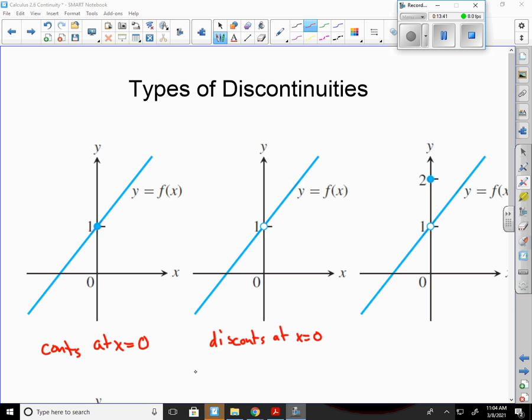It would be continuous if f of 0 equals 1, because my limit as I approach from the left is 1, my limit as I approach 0 from the right is 1, and so if I plug 0 in and got 1, then this would be a continuous function.